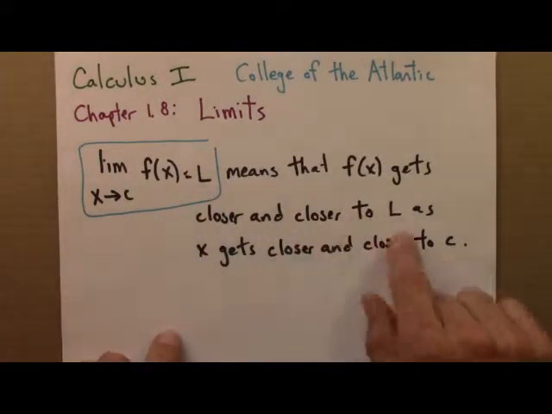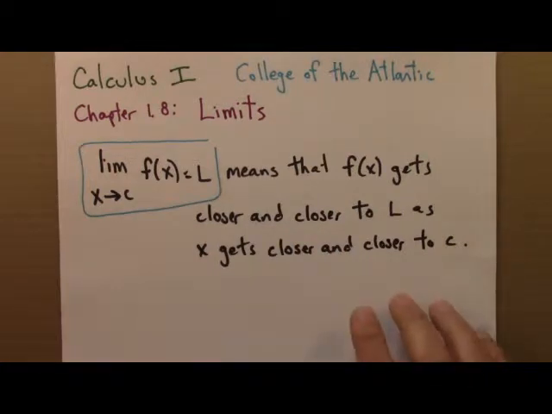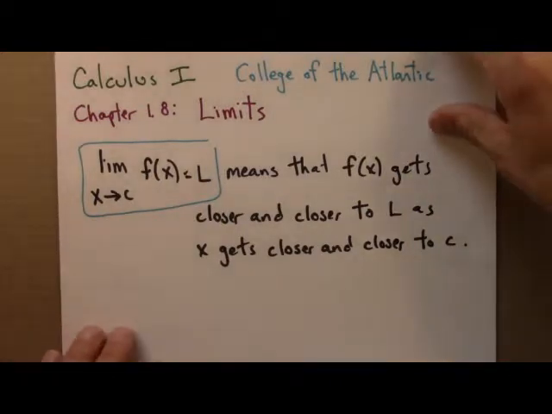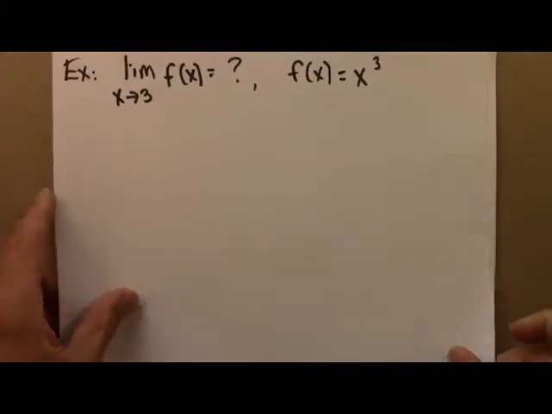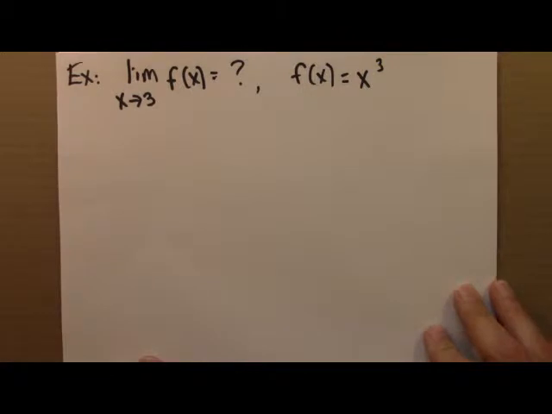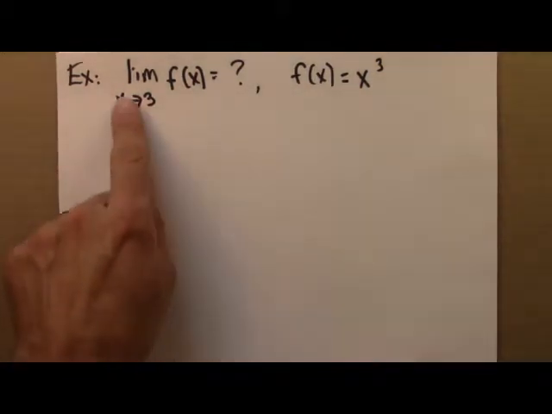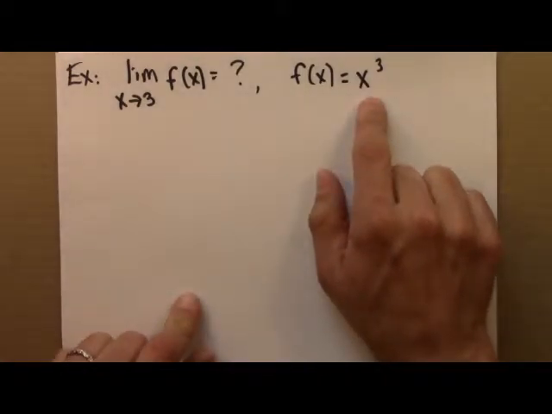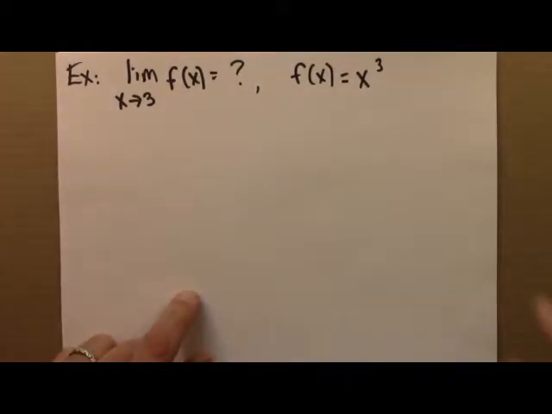So this is sort of a weird idea, but I think once you do a few examples and just play with some numbers, you'll see how this all works. So I'm going to do 3 examples in this video. The first one is almost silly, but I think it's good to start with. So we want to know the limit as x approaches 3 of f of x, and f of x is just going to be the cubing function, x cubed.